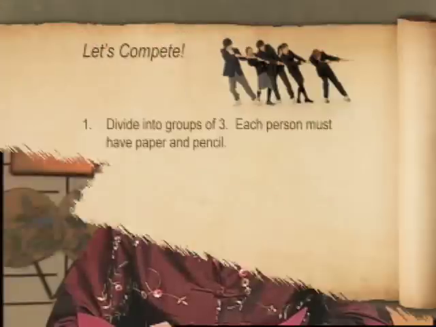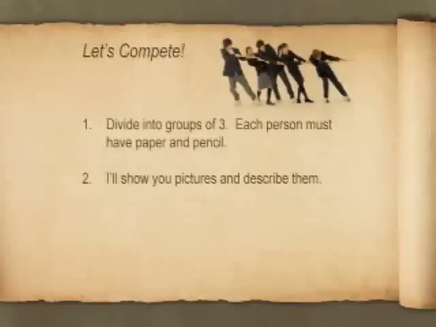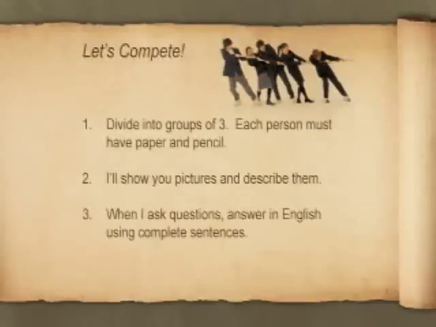First, divide into groups of 3, like you've done before. Be sure each person has paper, 纸, and pencil, 笔. Next, I'll show you some pictures and describe them in Chinese. You can take notes about the descriptions. When I'm finished, I'll ask you some questions.